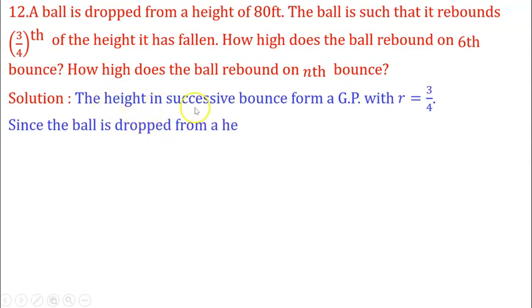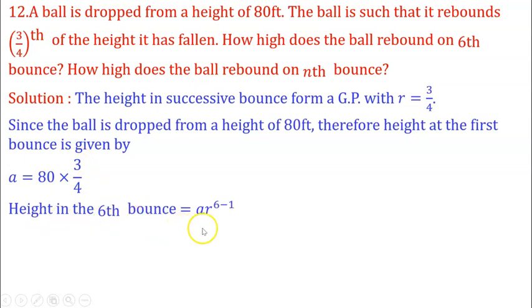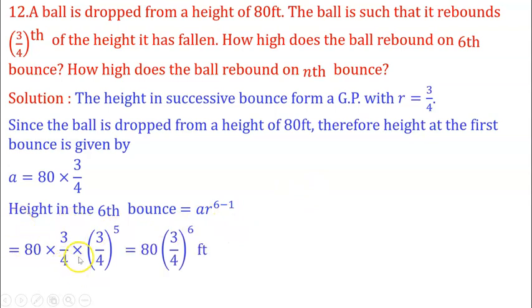The heights in successive bounces form a GP with R equals 3 by 4. Since the ball is dropped from a height of 80 feet, the height at the first bounce is given by A equals 80 into 3 by 4. Height in the sixth bounce is equal to A into R raised to 6 minus 1, that is 80 into 3 by 4 into (3 by 4) raised to 5, that is equal to 80 into (3 by 4) raised to 6 feet.